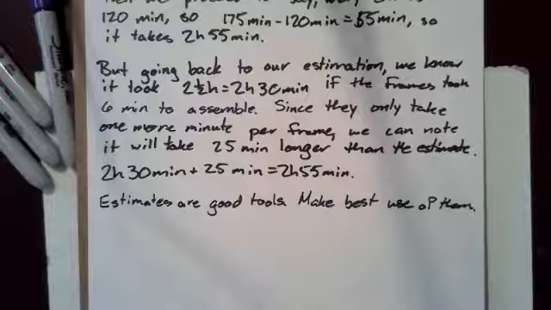But going back to our estimate, we know it took 2.5 hours, which is 2 hours, 30 minutes, if the frames took 6 minutes to assemble. Since they only take 1 more minute per frame, we can note that it'll take 25 minutes longer than the estimate. 2 hours and 30 minutes plus 25 minutes is 2 hours, 55 minutes. Estimates are good tools. Make good use of them.